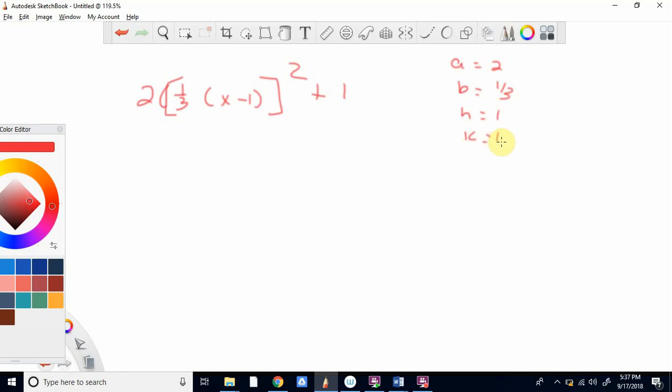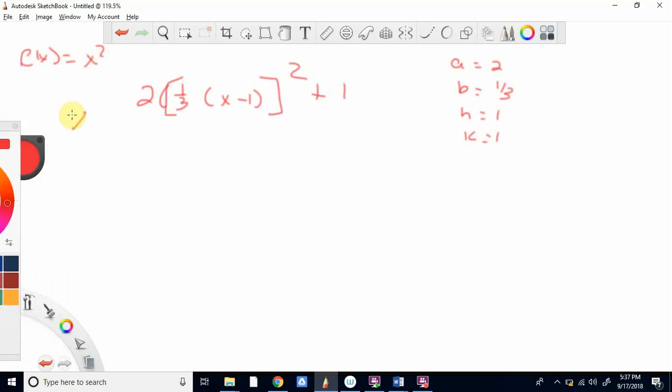So now we're going to say, what is our parent function? You have to know what the parent function is. The parent function is going to be f of x equals x squared. So let's make a table.